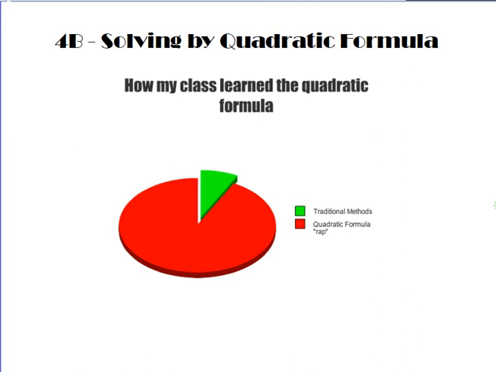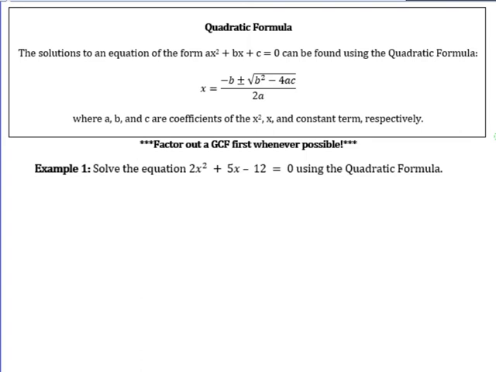For B, now we're going to look at solving by using the quadratic formula because, of course, not every quadratic can be factored. Okay, so here is the quadratic formula. Hopefully you've seen this before in Algebra 1. x equals negative b plus or minus the square root of b squared minus 4ac, all over 2a. And your equation has to be in standard form. So a goes with x squared, b goes with x, and c is the constant.